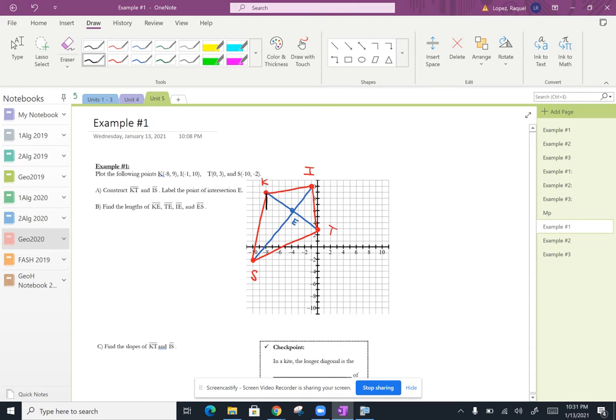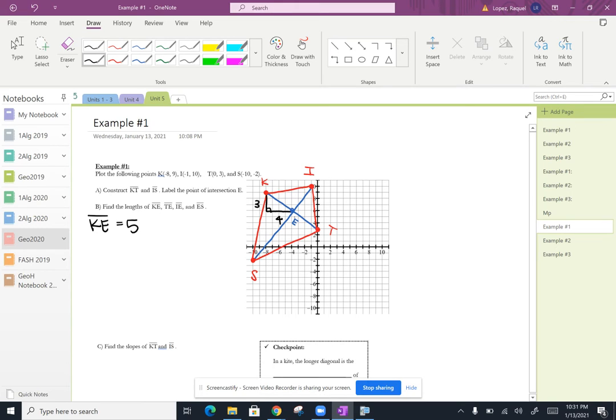To get from K down to E, I'm going to go down 3 and over 1, 2, 3, 4. So when I make my right triangle, I've got a 3, 4. Oh, and this should ring a bell. This is a triple. So if I've got two legs, one is 3, one is 4, that means the hypotenuse is 5. So that means that KE is equal to 5.